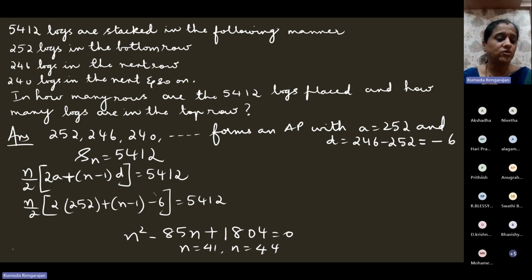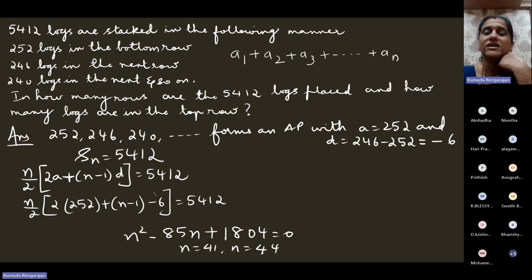Now 5,412, what is it? It is the number of logs in the first row plus the number of logs in the second row plus the number of logs in the third row, so on till the number of logs in the nth row. What is A1? A1 is the number of logs in the first row. 252 is the number of logs in the first row, 246 in the second row, 240 in the third row. And 5,412 is the total number of logs.